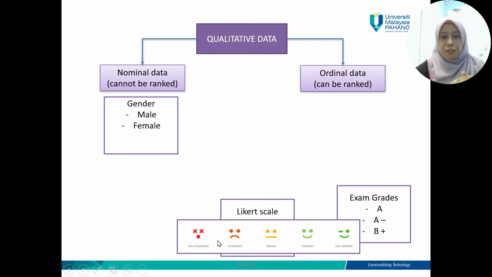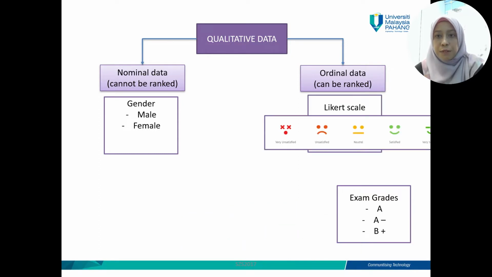Yes, of course, the very unsatisfied should be at the bottom, and then moving up, you will have unsatisfied, neutral in the middle, satisfied, and at the top should be very satisfied. So therefore, Likert scale has data values that can be ranked. It is considered as ordinal data.